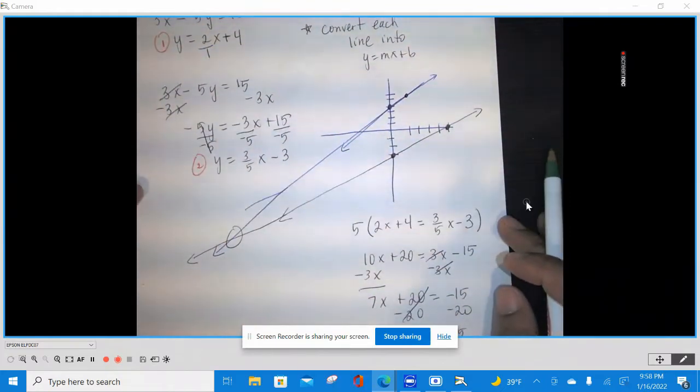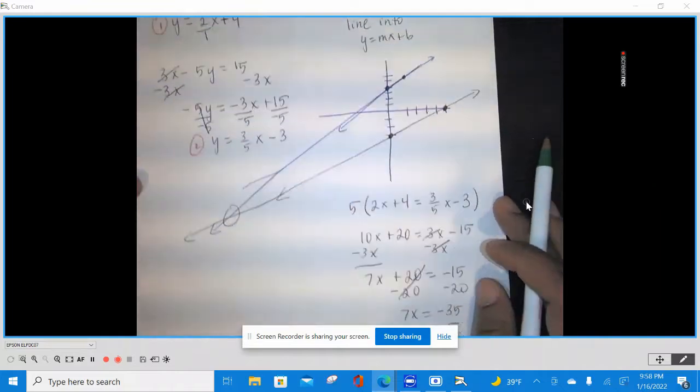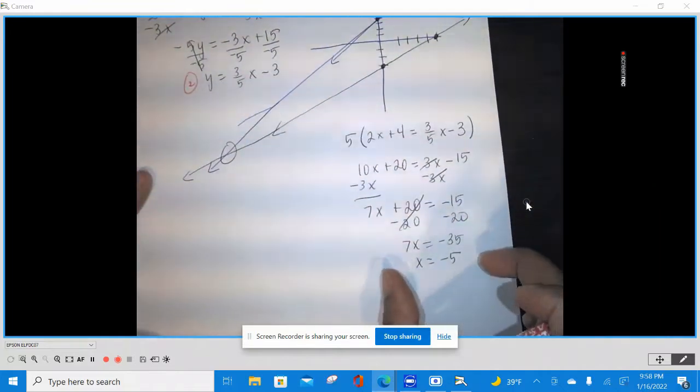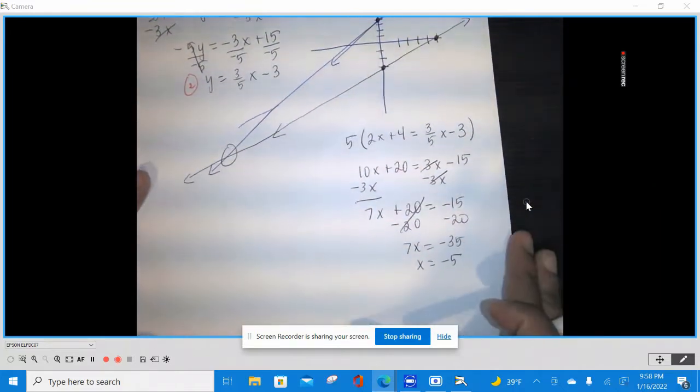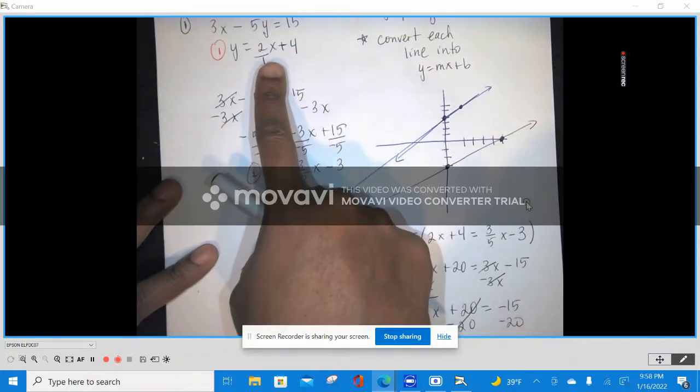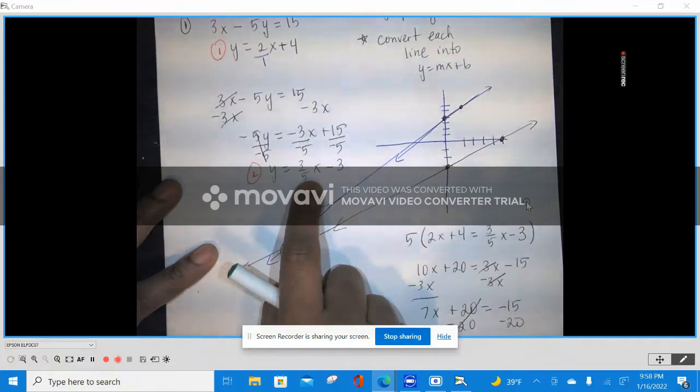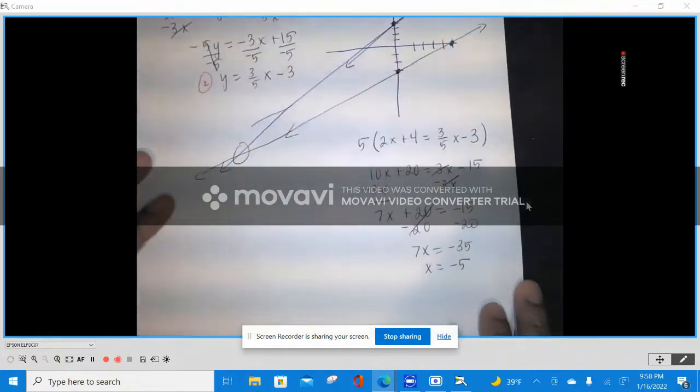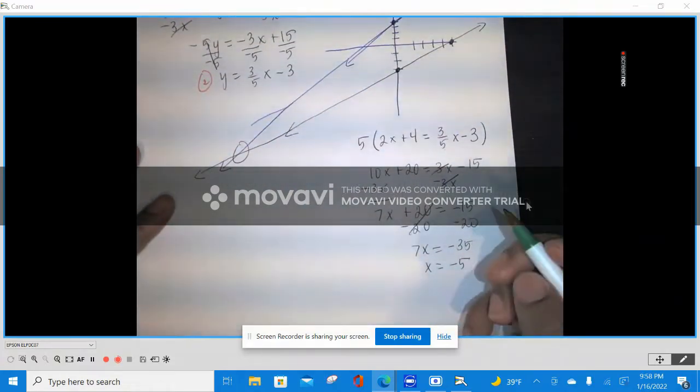So grid paper is better, and I will switch over. But for now, let's just believe our math. We got negative 5 for x. Now I'm going to come back and plug in negative 5. Again, I can plug it into this equation, or I can plug it into this one. It doesn't matter, okay? So now I'm going to decide to just do the top one.